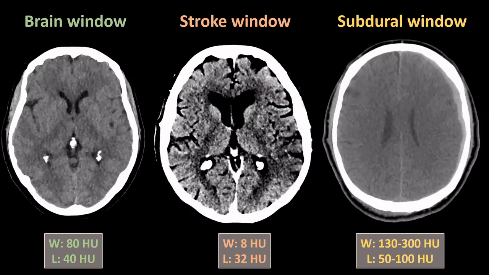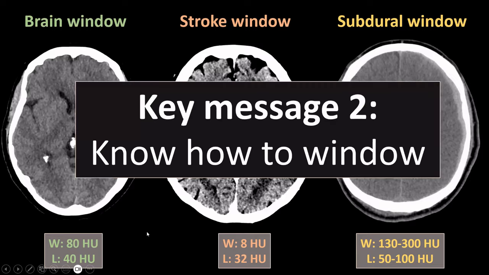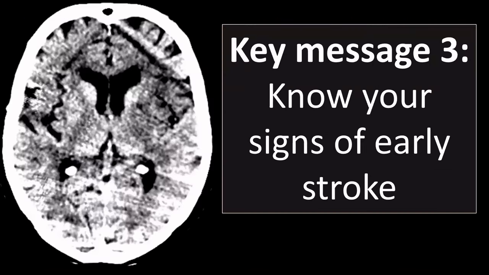The second one is use windows, because you can just look at your brain window, but if you do that, you will miss skull fractures. So look at the bone window for that. And you can miss early signs of infarction. If you don't use a stroke window, you can miss a subtle subdural hematoma if you don't use a subdural window. So learn how to window, know how to window, and window the shizzle out of your images.